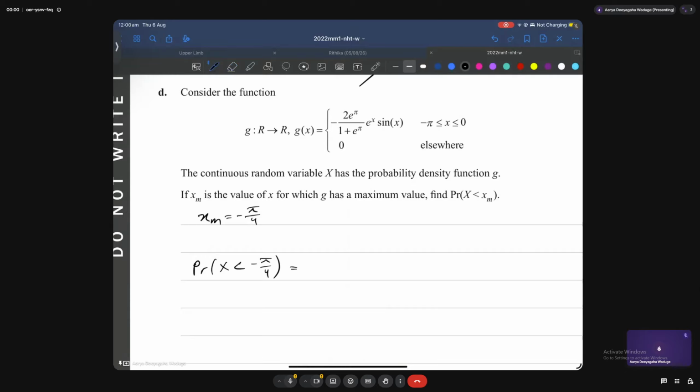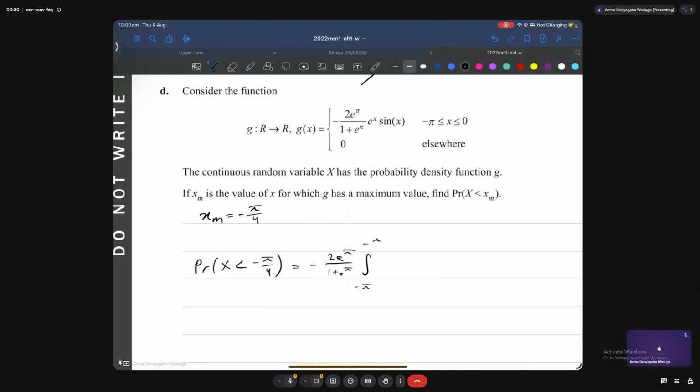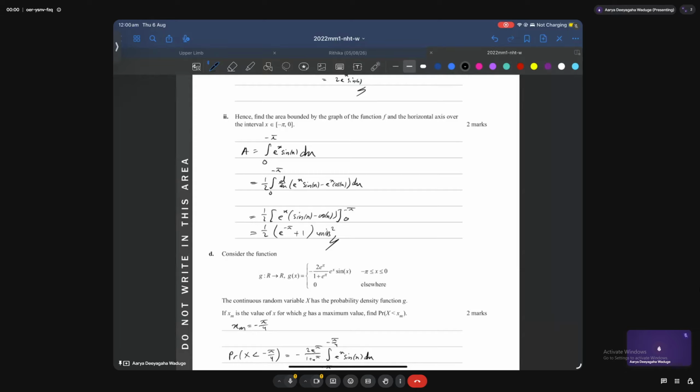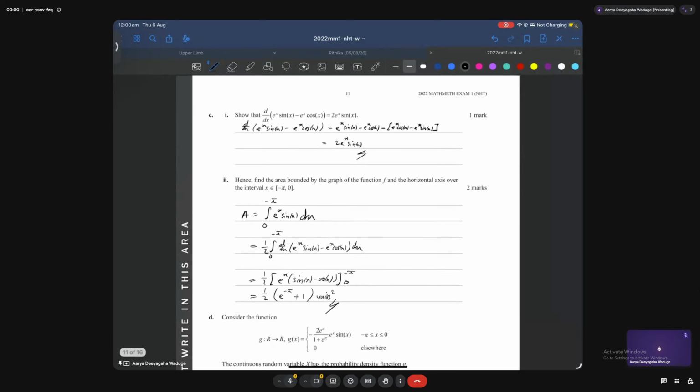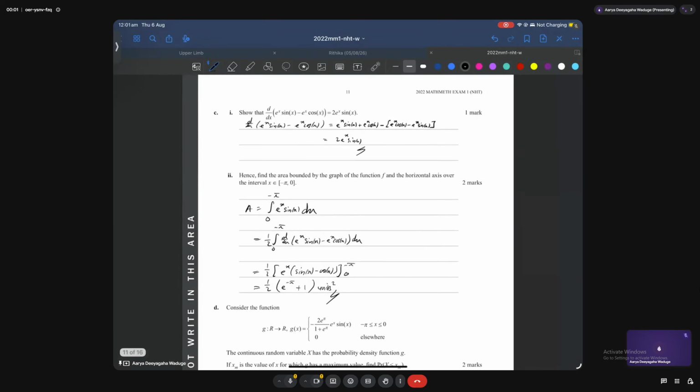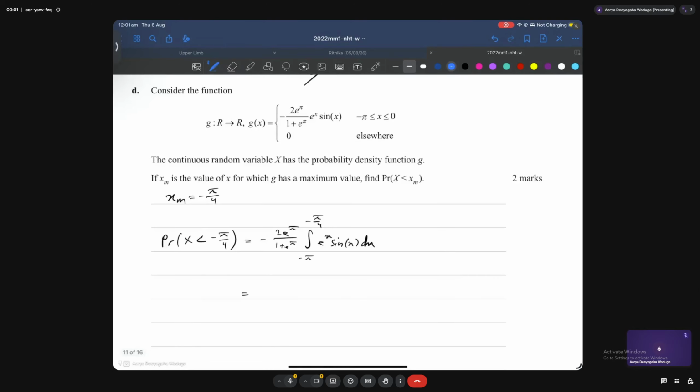It is going to be equal to, I can integrate this function from negative pi to that, but I'm going to write this as 2 e to the pi over 1 plus e to the pi, and it's going to be the integral from negative pi to negative pi and 4 of e to the x sine x. We already know what the integral of e to the x sine x will be. We have a half out in front of this, so we can easily cancel that with this 2 here.